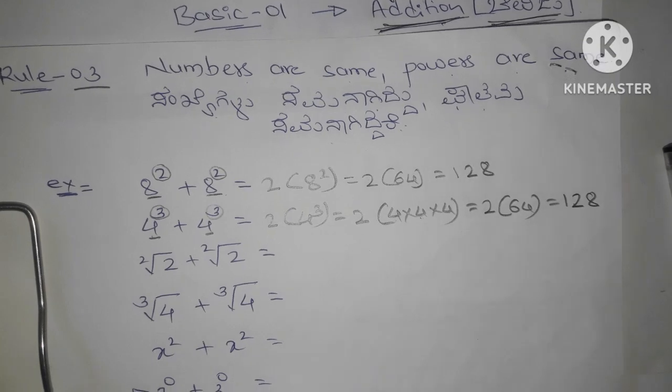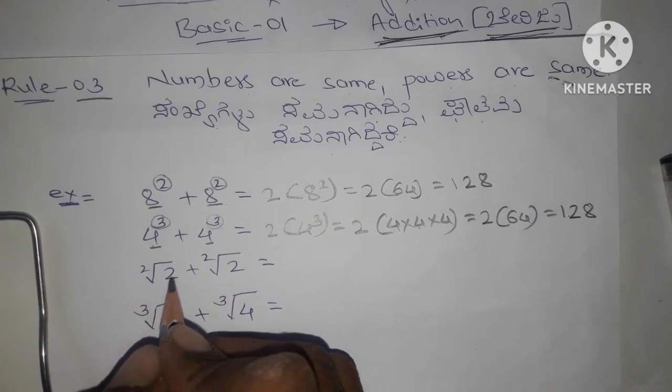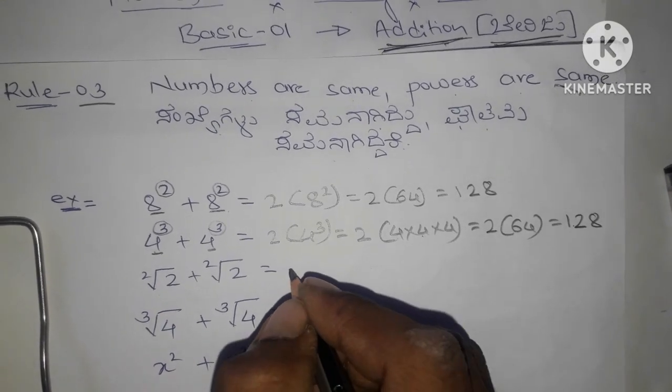Okay, right. Next we have root 2 plus root 2. Here we have root 2. Root 2 can be written as plus 2.